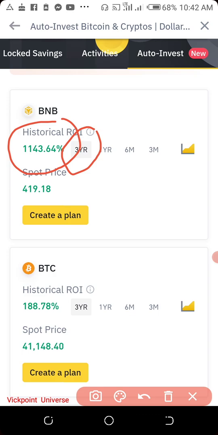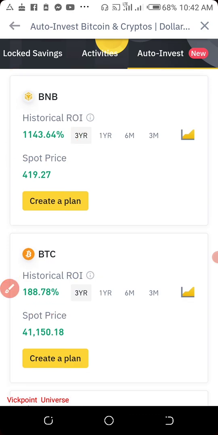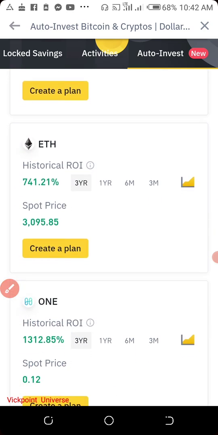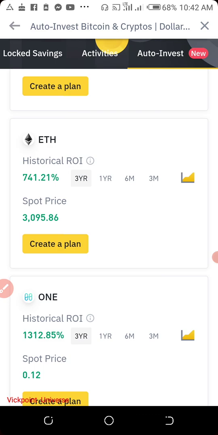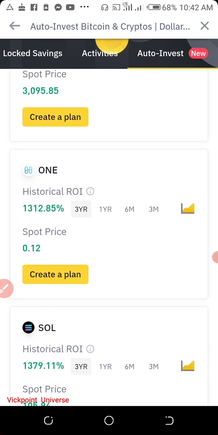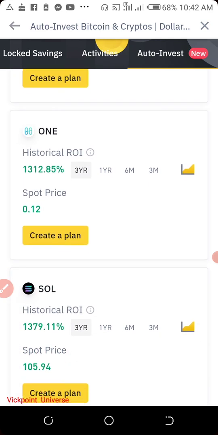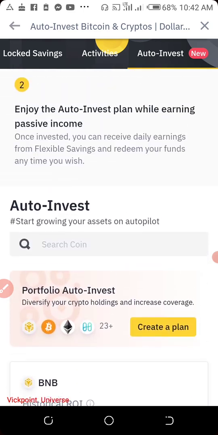Now with Bitcoin, in the past 3 years, Bitcoin has only gained 188%, which simply means a $1,000 investment in BTC in the past 3 years would have given you just $2,880. Okay, so different coins have different returns, it depends on the coins you want to choose. You can see Ethereum is 741% return on investment. You can see 1,312% investment.